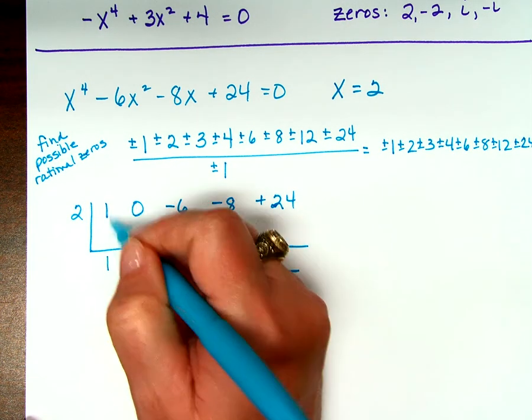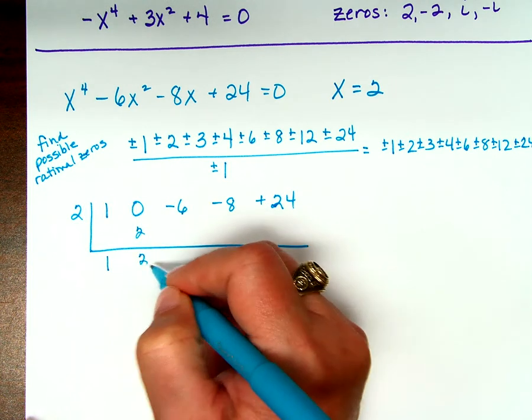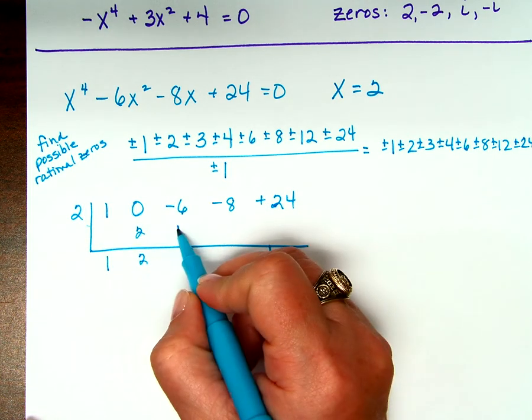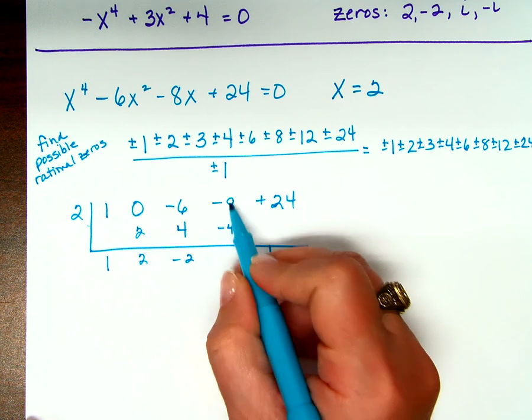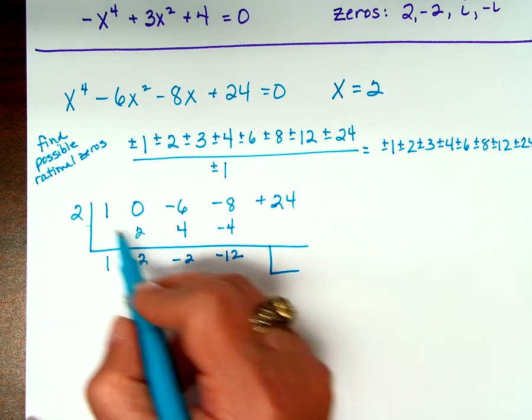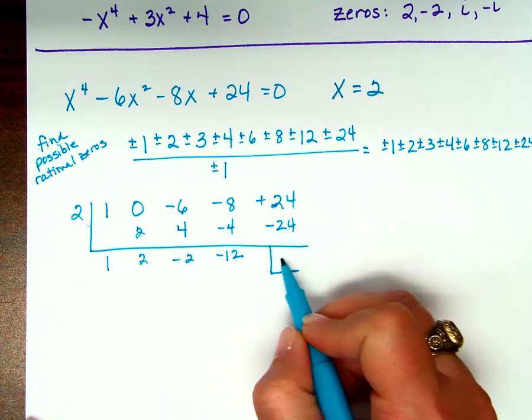Bring the first one down. 1. Multiply 2. Add 2. Multiply 4. Add negative 2. Multiply negative 4. Add negative 12. Multiply negative 12. So you get negative 24. And that gives me 0.